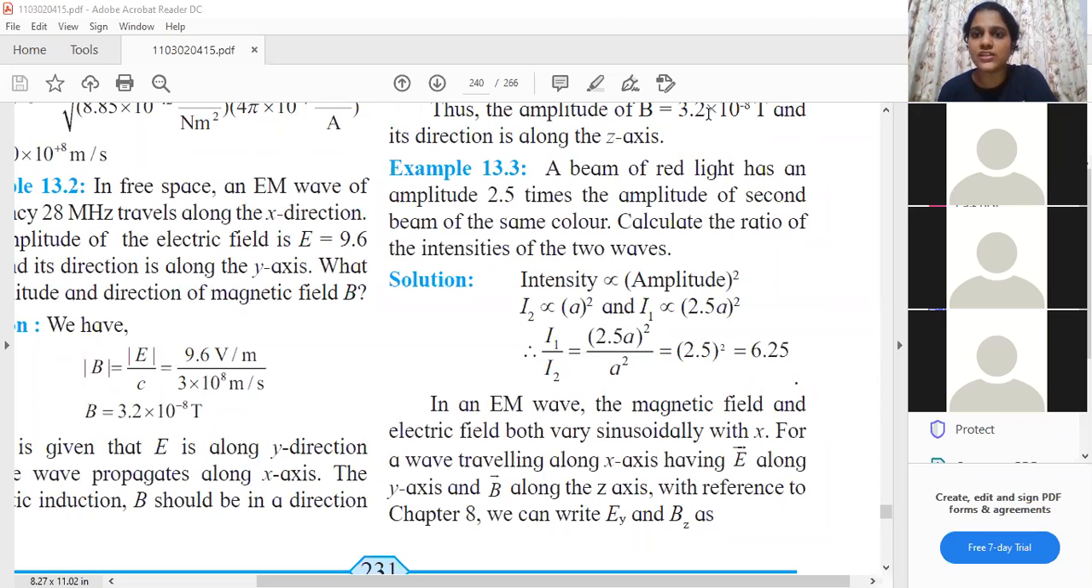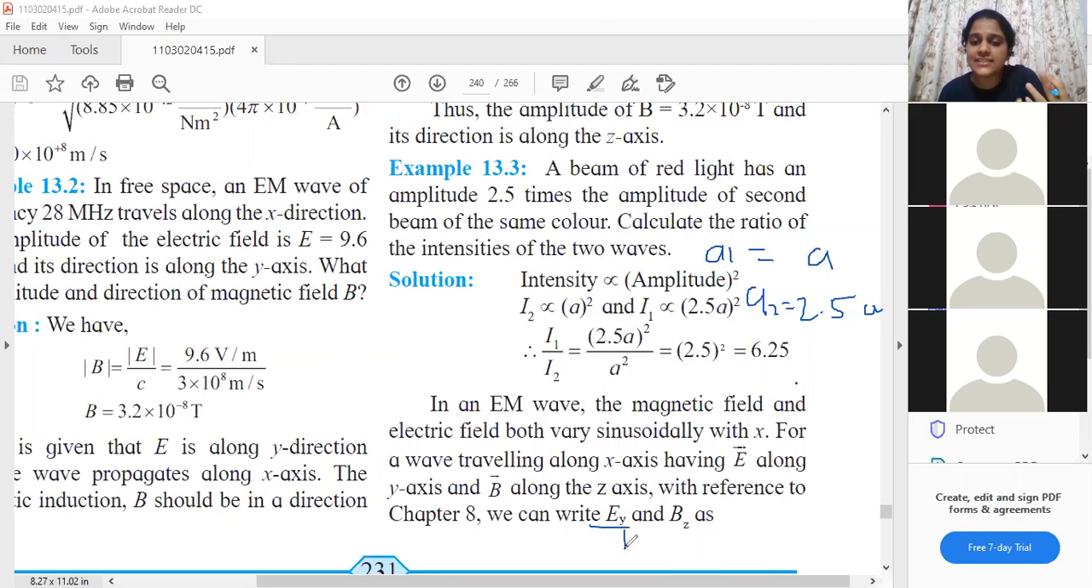For the first wave, let us consider A1. We don't know the value, right? So we'll simply write A. But for the second wave, the amplitude is 2.5 times A. Calculate the ratio of intensities of the two waves. Students, this numerical is very simple. They can ask this in an MCQ as well.